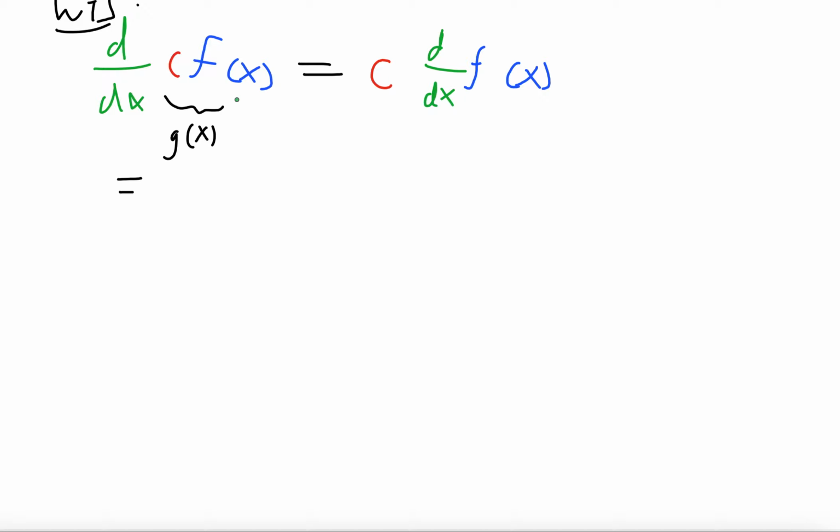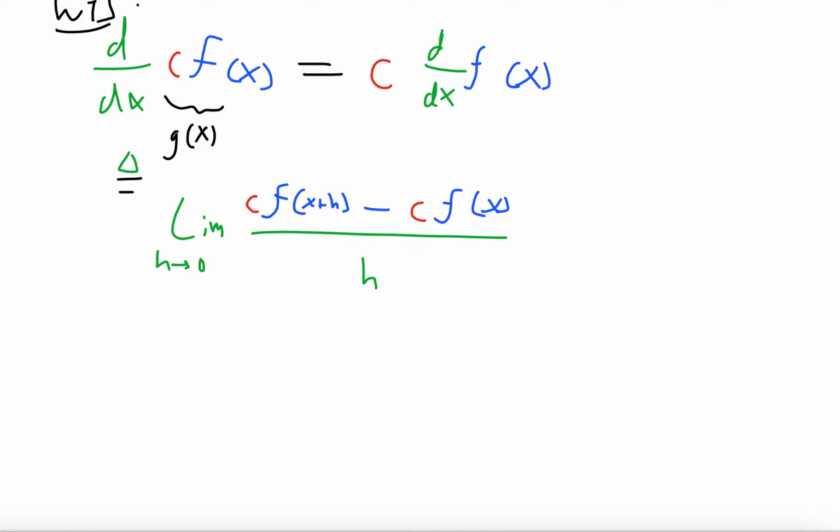All right, so we're starting with the left-hand side. We see that that's defined to be the limit as h goes to 0 of some function g of x plus h, which here becomes c times f of x plus h, right? We subtract from that the original, which is going to be c f of x, and we take it over h. And watch this. You can factor the c out of here. There you go. So c can be factored out of the expression.